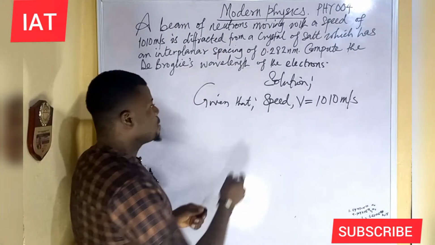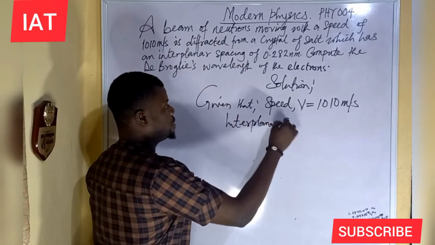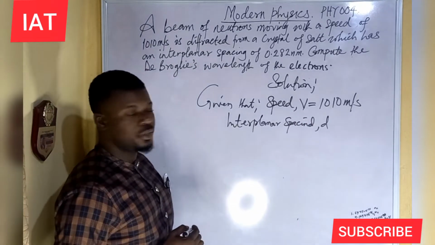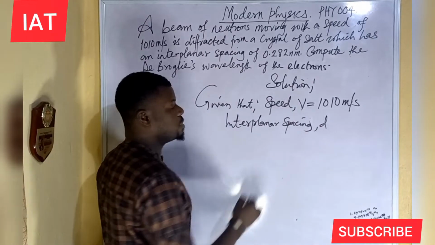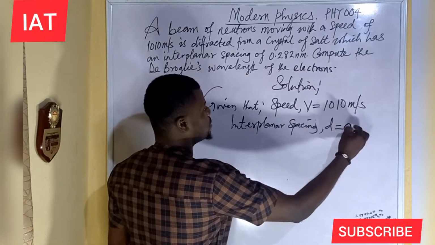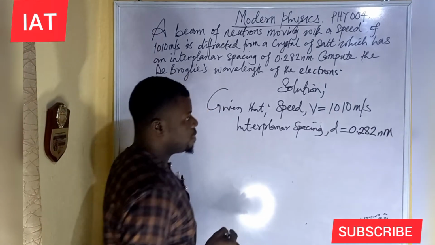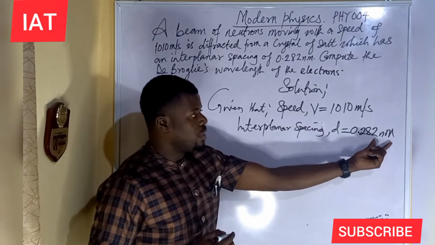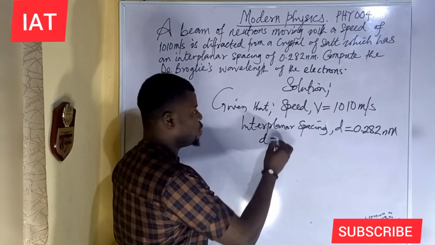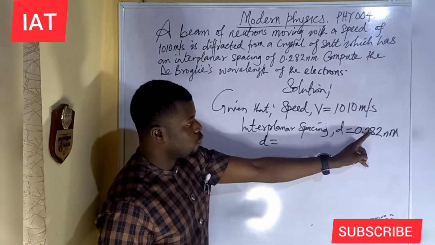Interplanar spacing, we can use D as the symbol for that interplanar spacing. We can use the symbol D and we assign this value to it, which is 0.282 nanometer. Like we have the value in nanometer, we are to convert it from nanometer to meters. And that means our D will be equal to, if I take this decimal point to this position, that means I'm counting only just once to the right.